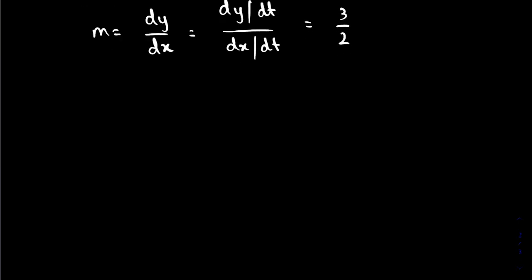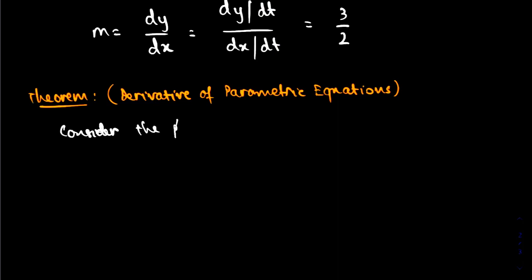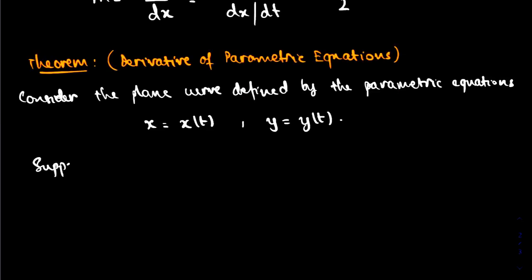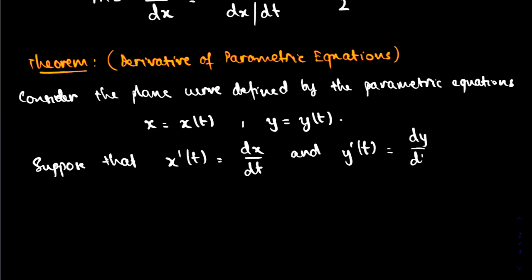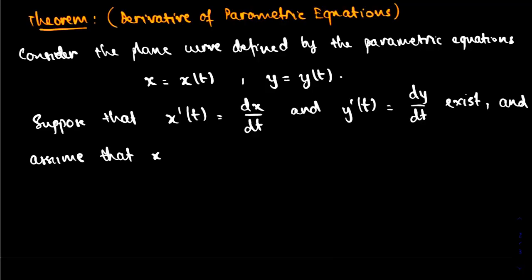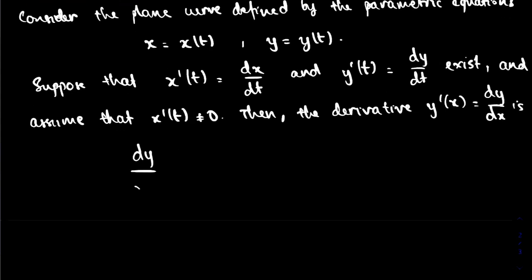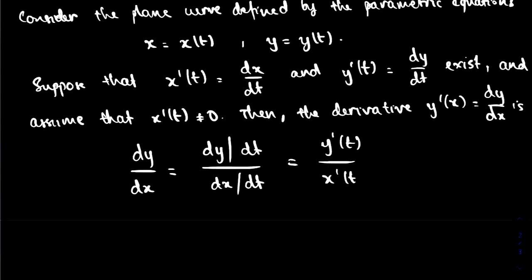That led us to the first theorem, the derivative of parametric equations. Consider the plane curve defined by the parametric equations x equal to x of t and y equal to y of t, and suppose that x prime of t, or dx/dt, and y prime of t, or dy/dt, exist, and assume that x prime of t is different from 0. Then the derivative y prime of x, or dy/dx, is given by dy/dx equal to dy/dt over dx/dt, or if you want, y prime of t over x prime of t.